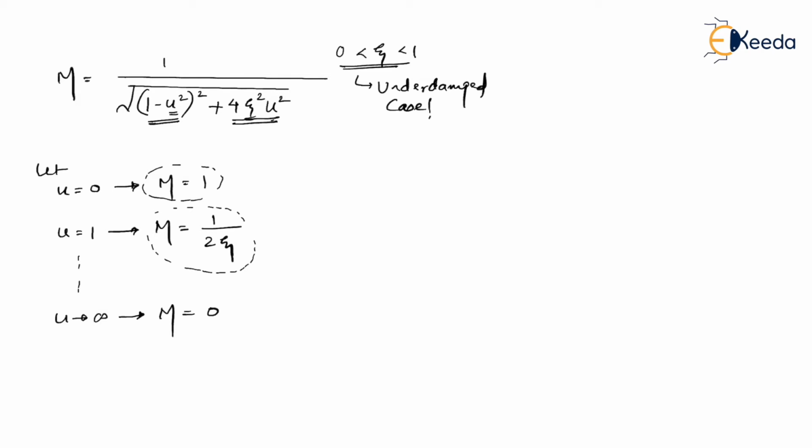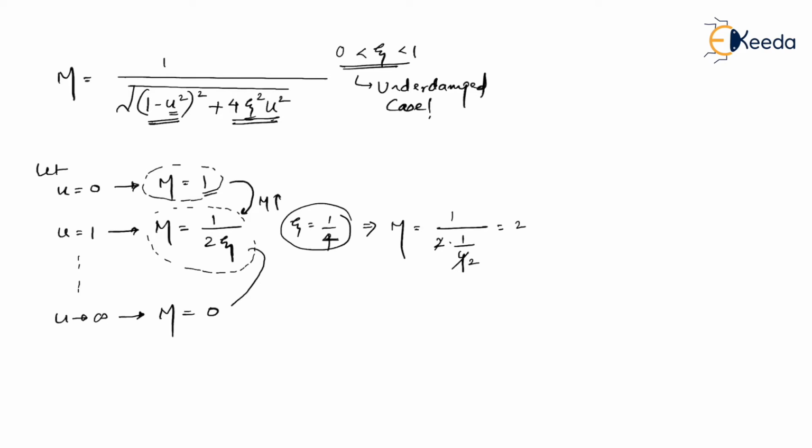If you remember, zeta is lying between 0 to 1. So let me assume zeta equal to 1 by 2, or let me assume zeta equal to 1 by 4. So what will the magnitude become? It will become 1 upon 2 into 1 by 4, so 2 2s are 4, and magnitude will become 2. Can't you see that here magnitude is 1, here the magnitude is increasing, and thereafter the magnitude has become 0, so the magnitude is decreasing. So initially magnitude is increasing from 1, and thereafter it is decreasing.